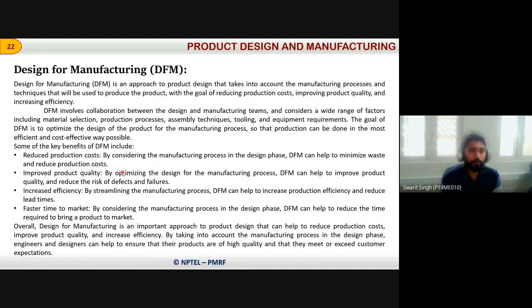Okay, so the first goal is to reduce the production cost, and then to improve the product quality and increase the efficiency of the system.